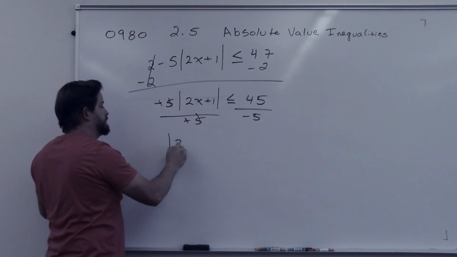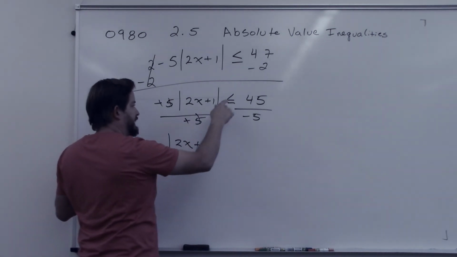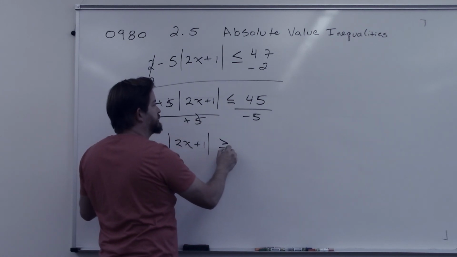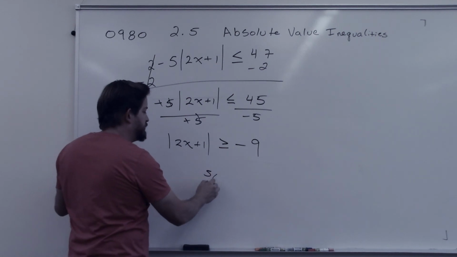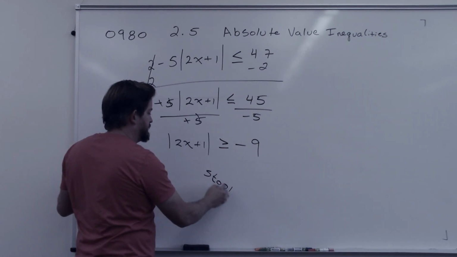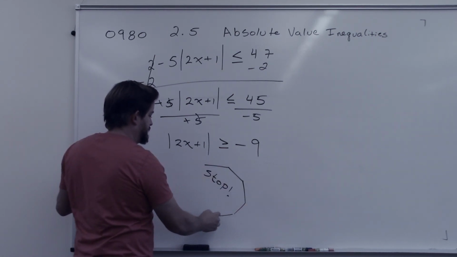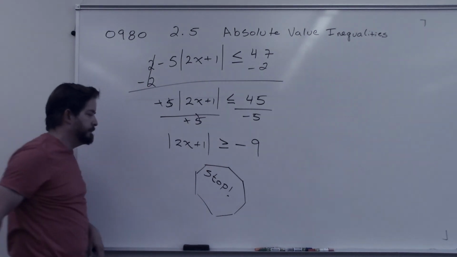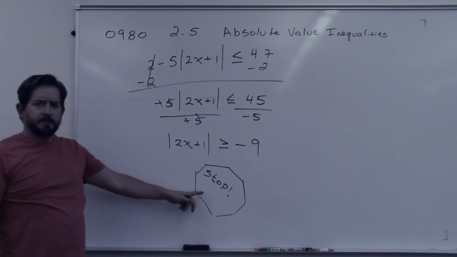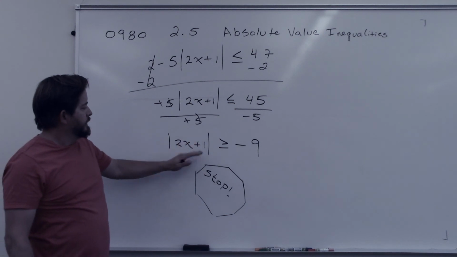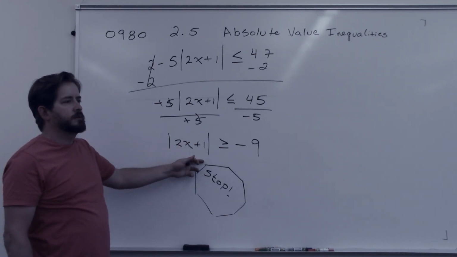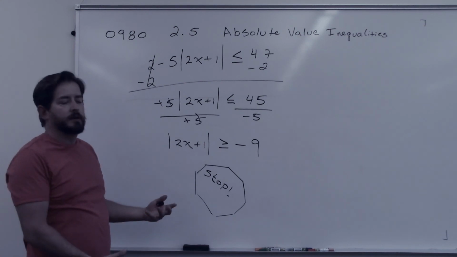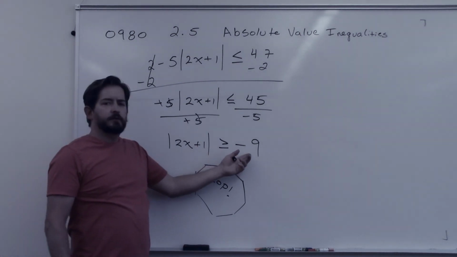that's the magnitude of 2x plus 1. I have to switch this. It's now greater than or equal to. That gives me negative 9. And I can stop again, but for a different reason. That stop sign is a little sad looking, but I can stop here because this is telling me that the magnitude of this number, which is always 0 or more, is greater than or equal to negative 9.